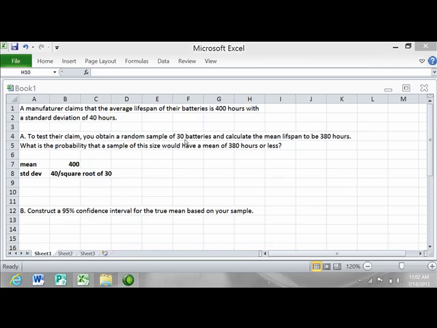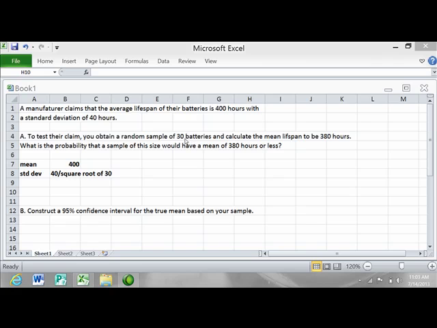Now, why 30? We should have a minimum of 30 in our sample because we don't know the distribution of the population and whether it's normal or not. But by getting a sample of 30 or more, we ensure that the distribution of the means of samples is normal, and that's according to the central limit theorem.